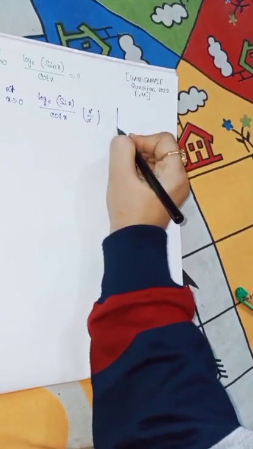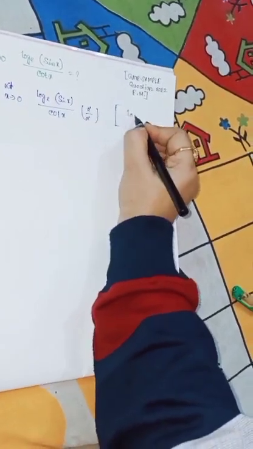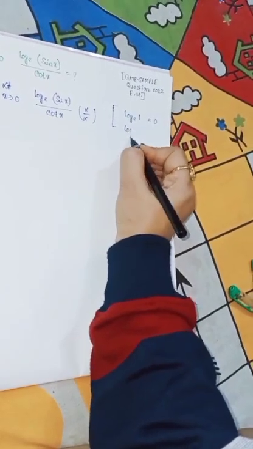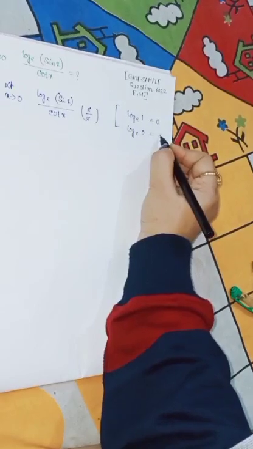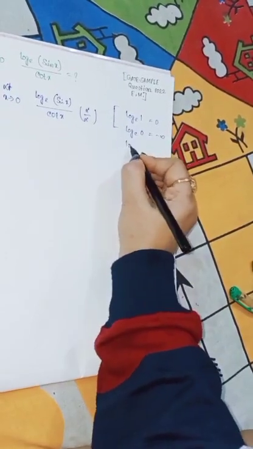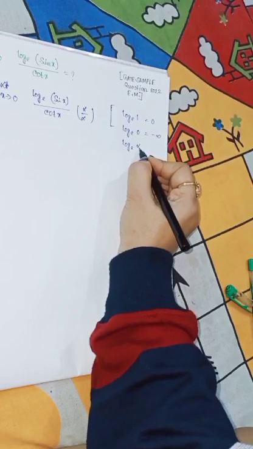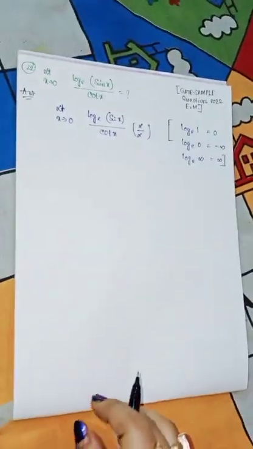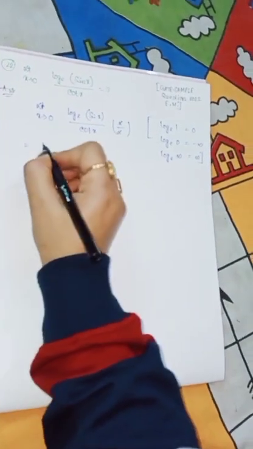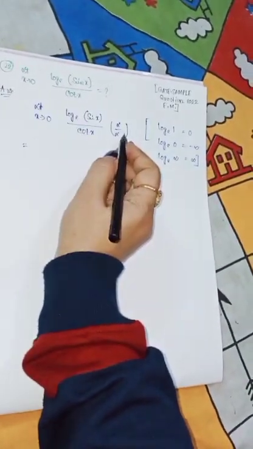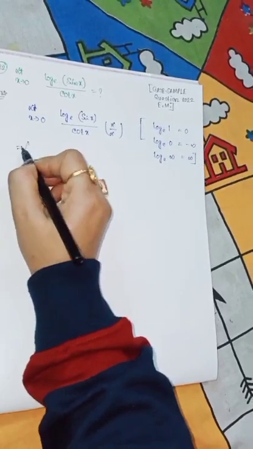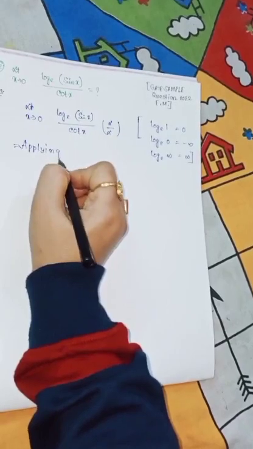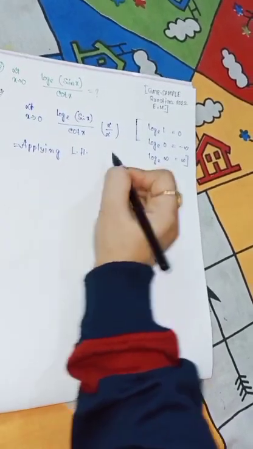As we know, log base e of 1 is equal to 0, log base e of 0 is equal to minus infinity, log base e of infinity is equal to infinity. So that is infinity by infinity, so applying L'Hospital's rule.